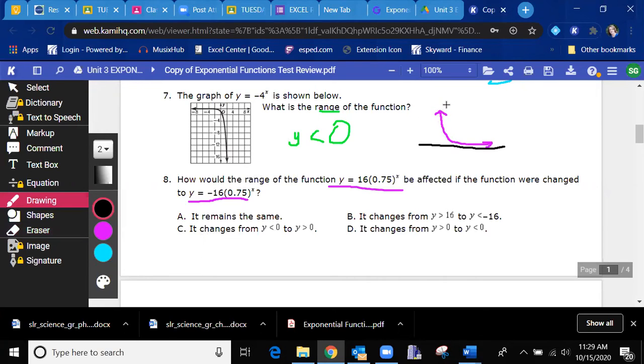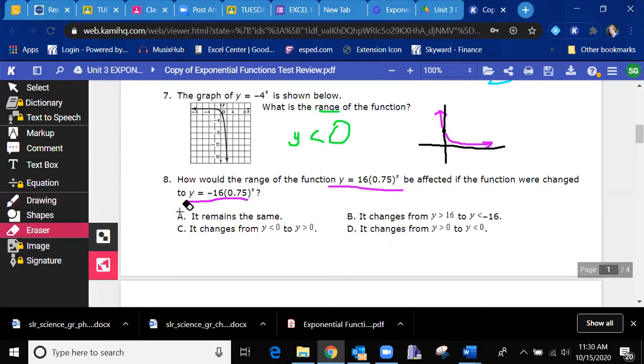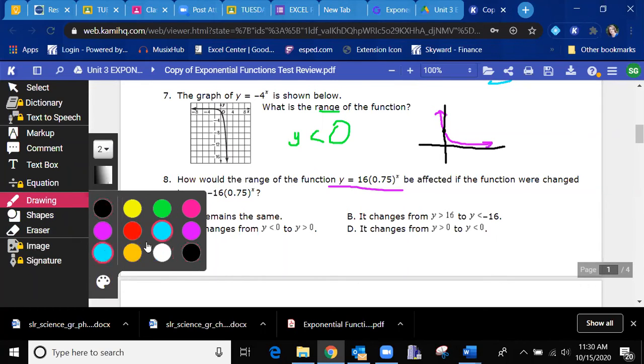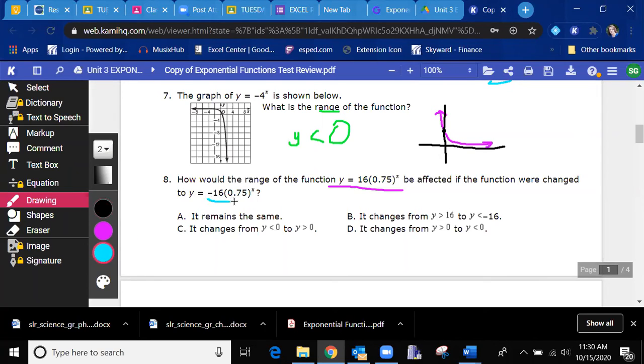Now it's starting at 16, so it's probably somewhere around here. Like this is 16, that's the y-intercept, and then it's going down from there. Now, what do you know would happen? The only thing that would be different is if I put the negative in front of it. Will the reflection still follow with this? Yeah, if we're going to look at this one, it's just going to be a reflection.